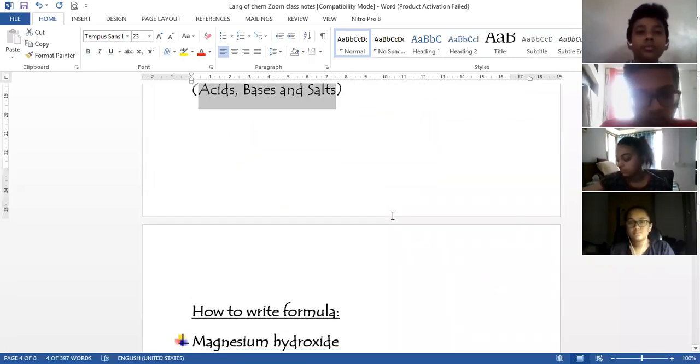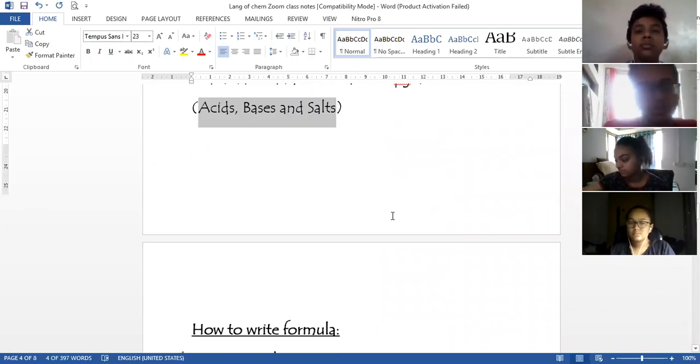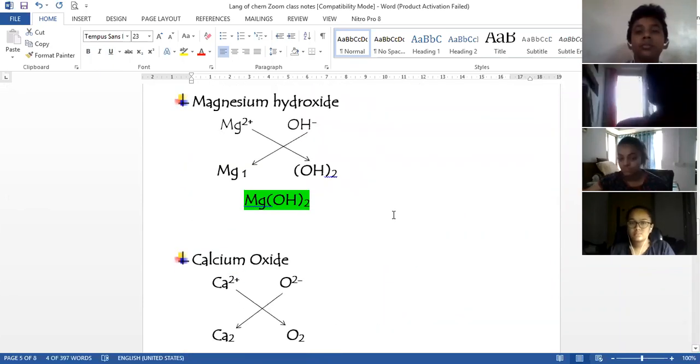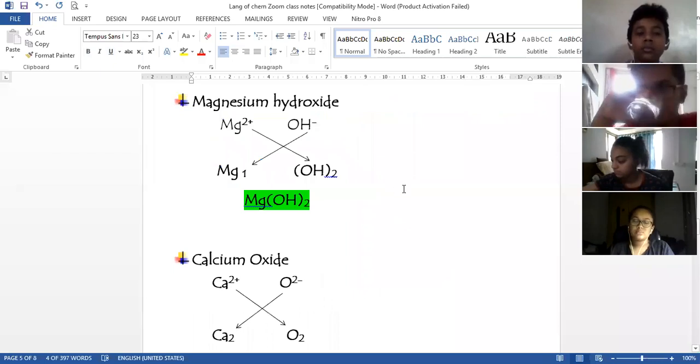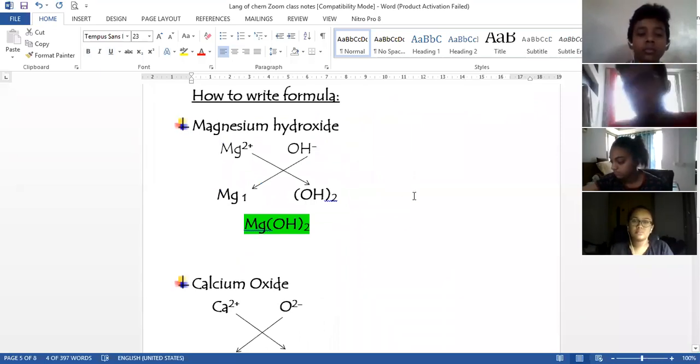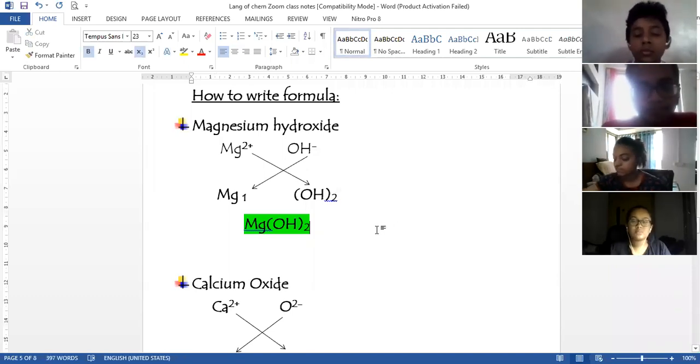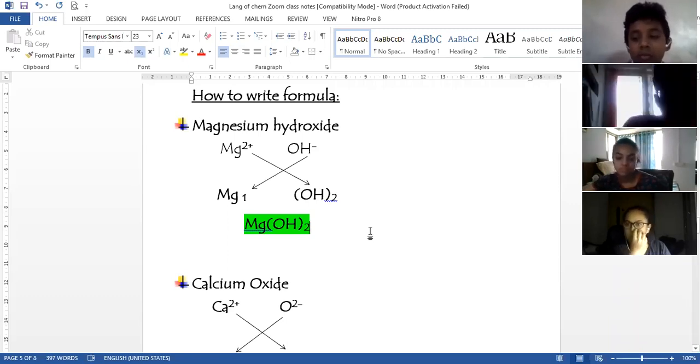You already know how to write formulas. But for those who don't know how, I'll give you 2-3 examples so that you can understand how to do it. Then I'll give you some questions, which you can write down on paper and share the answers. I'll call out names and you will give me the answers for that.